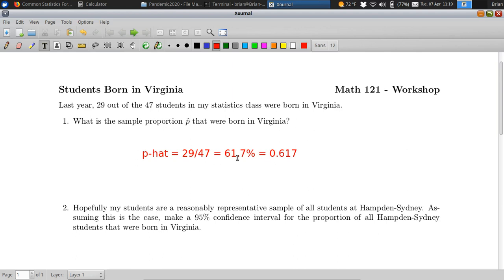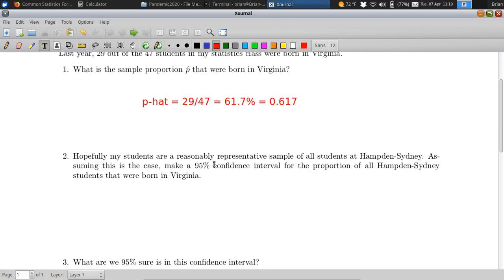Now that isn't necessarily the true proportion of all Hampton-Sydney students, right? My class probably wasn't a perfect match for the true percentage. I might have had a few more or a few less than the true percentage of Hampton-Sydney students who were born in Virginia. But I can use my class, and in particular I can use the sample size, to get an estimate of how much random error there might be. And that's what I ask you to do in number 2.